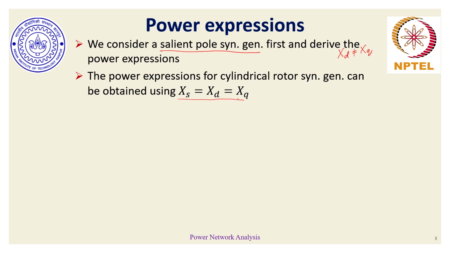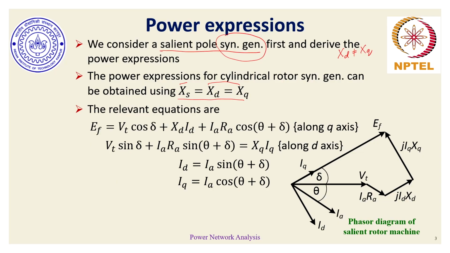So for the power expressions that we derive for the salient pole synchronous generator, if we equate Xd and Xq to be equal to each other, basically equal to the synchronous reactance, we automatically have our expressions for the cylindrical pole synchronous generator. So what are those equations for a salient pole synchronous generator?